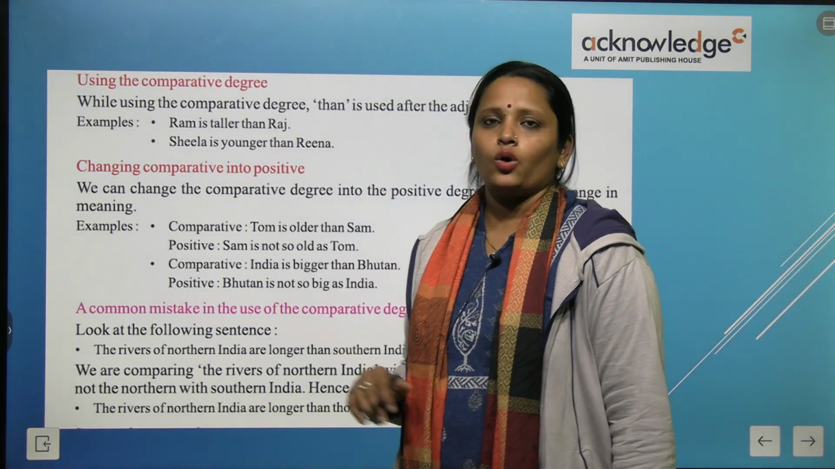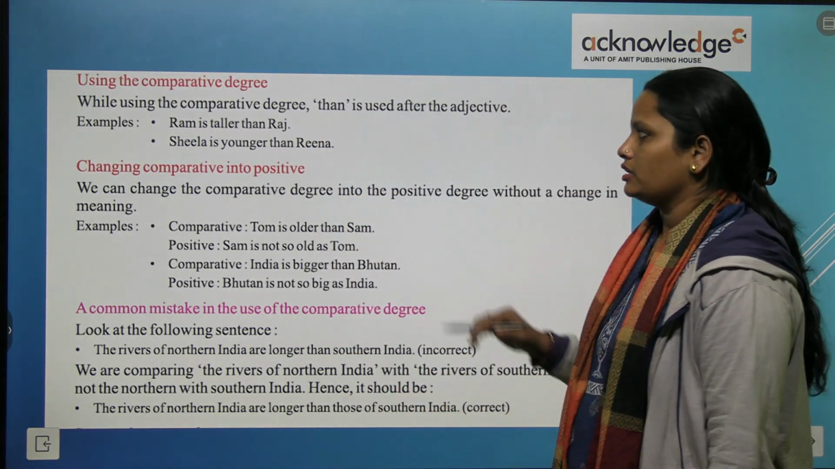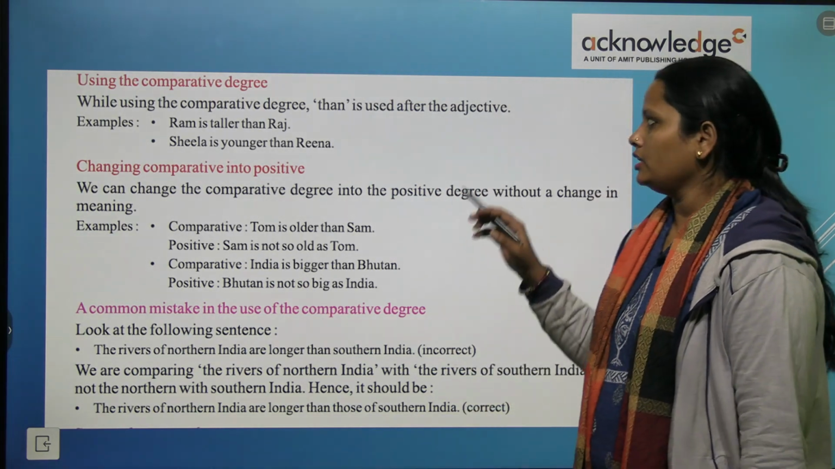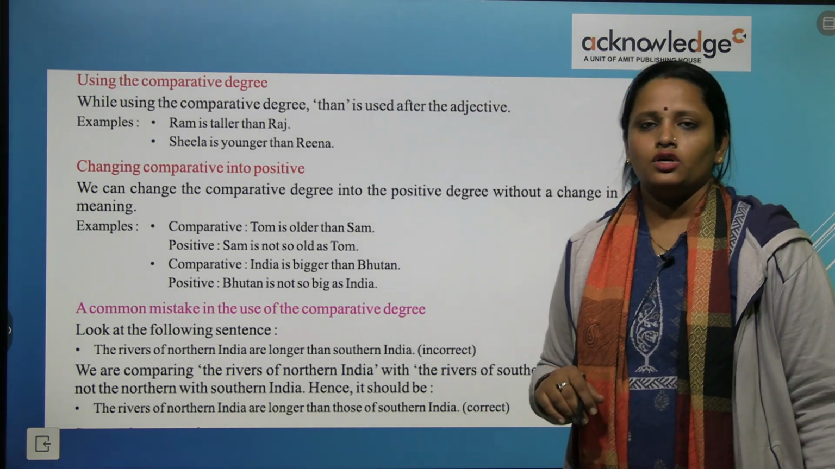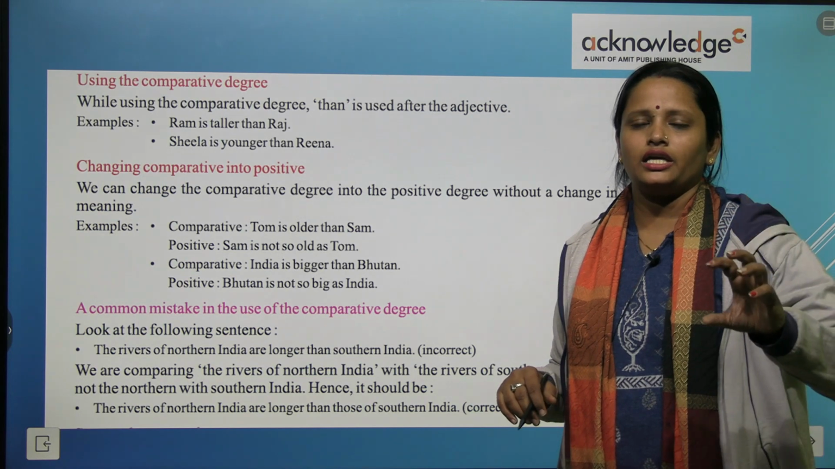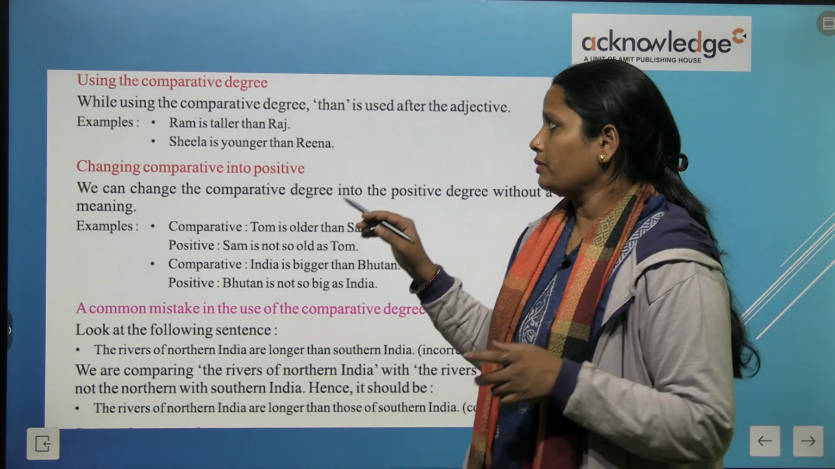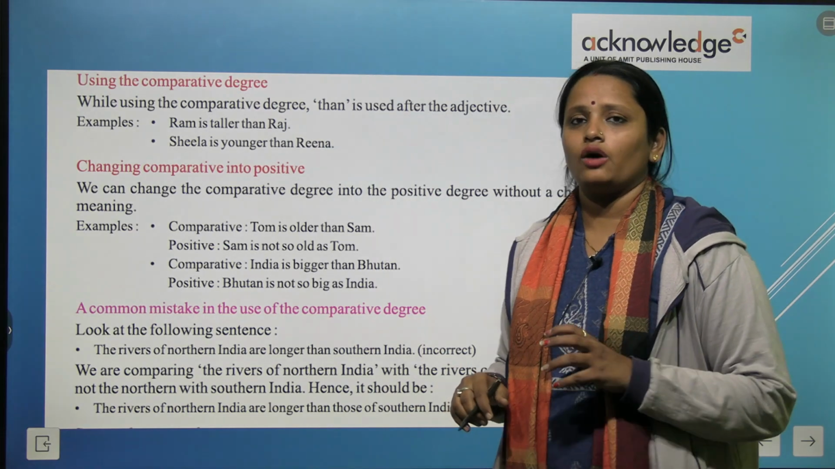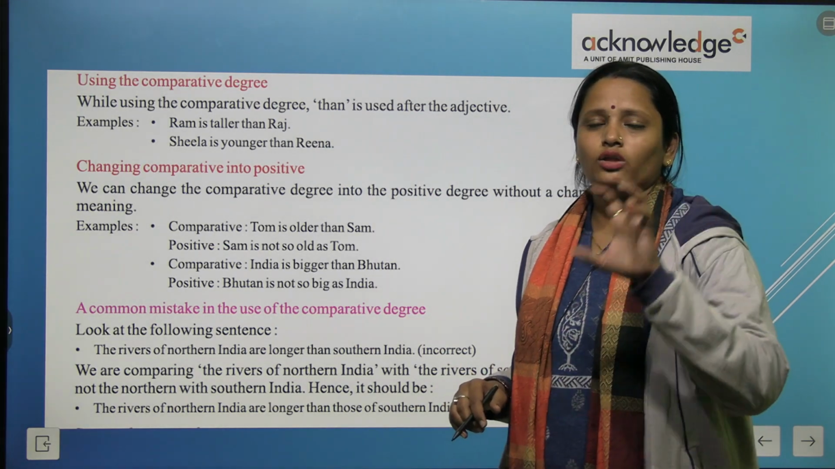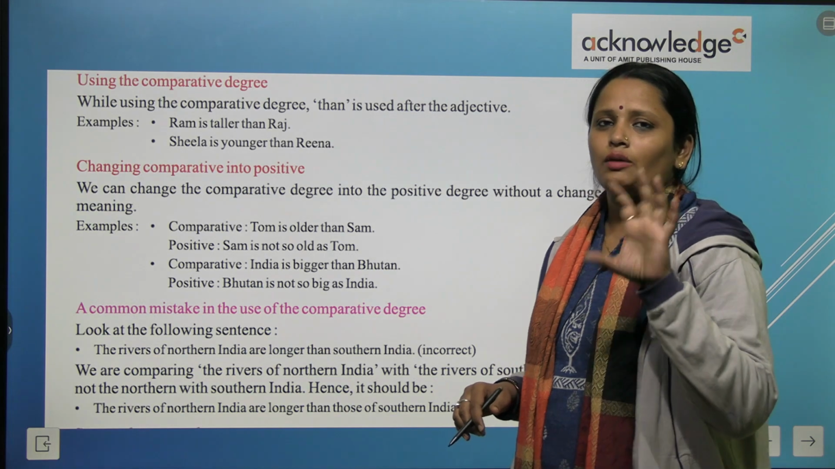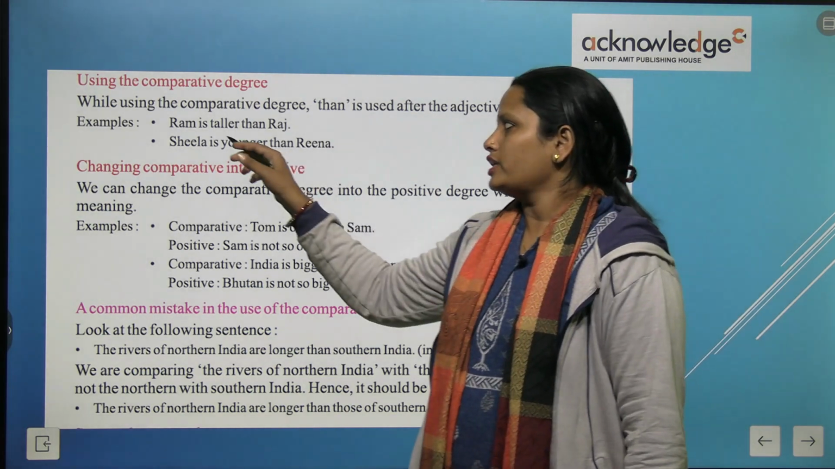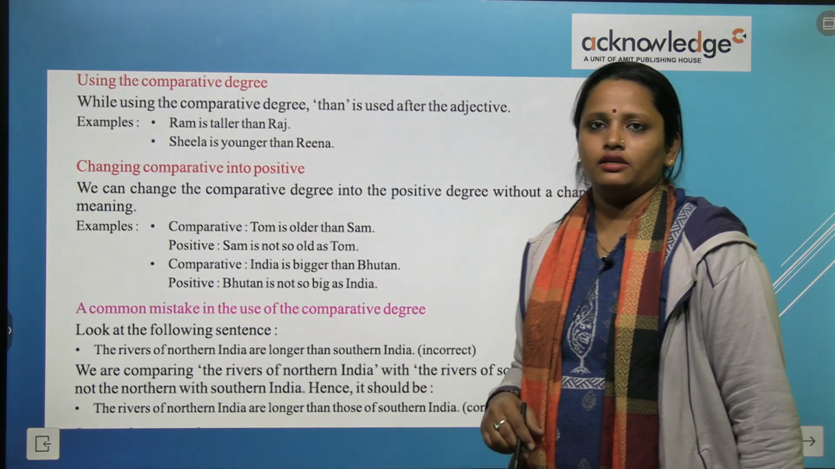Now let's learn how can we use the comparative degree. While using the comparative degree, than is used after the adjective. So इसका जो एक main thing है ये पहचानने के लिए कि हमें इसमें comparative degree लगानी है या नहीं लगानी है, तो हम क्या देखेंगे कि sentence में than लिखा हुआ होता है. दो लोगों के या दो चीजों को compare करने के लिए than word आपको question में जरूर मिलेगा. For example, Ram is taller than Raj.